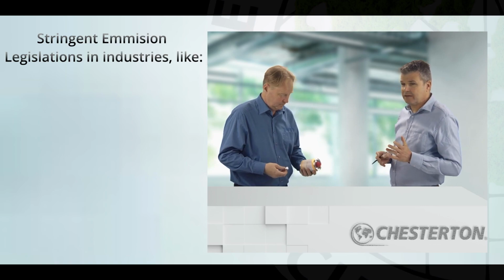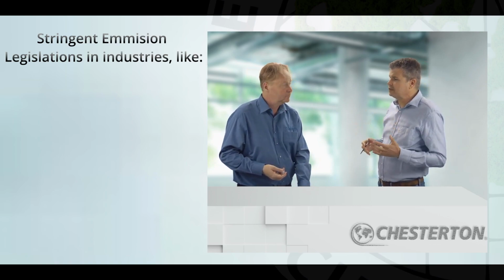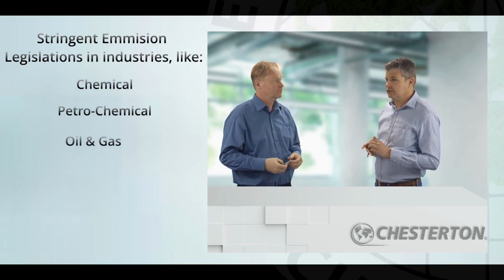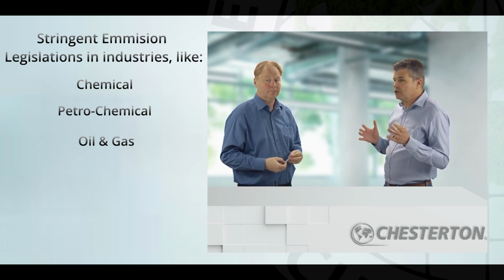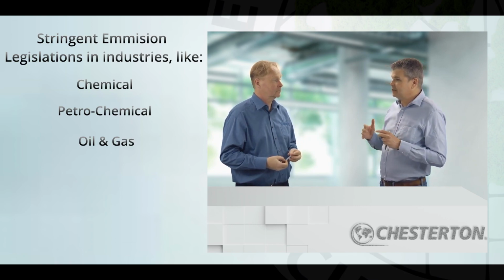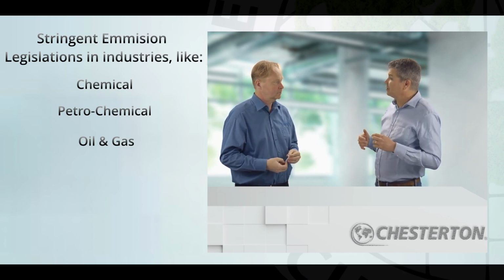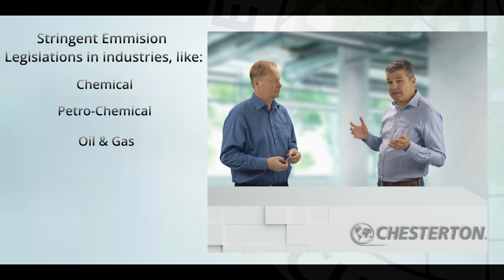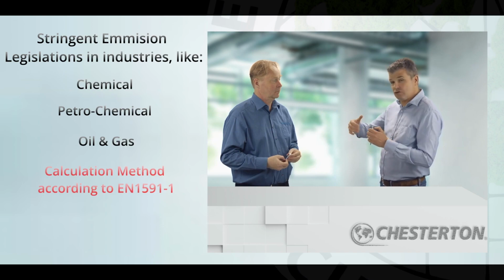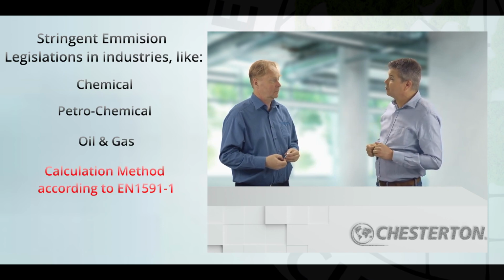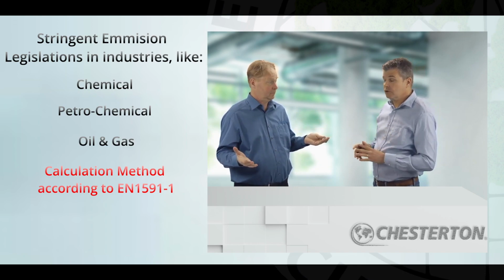However, we see a trend in industry nowadays, which has to do with much more stringent emission legislations. Especially in Europe, there is a certain legislation and a calculation method for flanges, which is called EN 1591-1, that has to be used in the chemical, petrochemical and oil and gas industries to actually calculate the torques that are going to be used on the torque wrenches. And that is all over Europe? That is all over Europe.